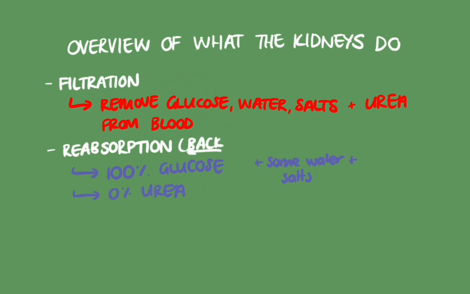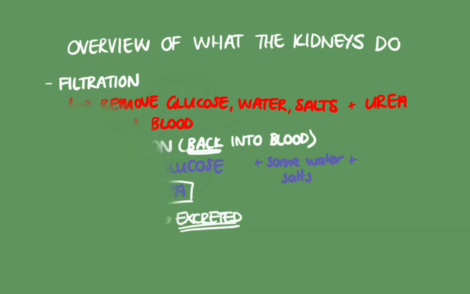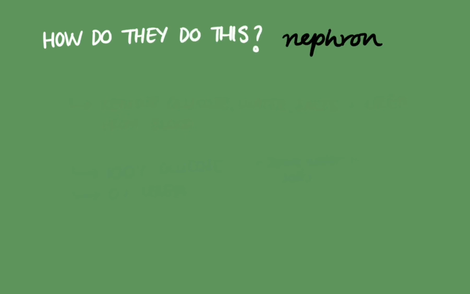For example, no glucose is excreted, so 100% of the glucose is reabsorbed, whilst 100% of the urea is excreted. It's a bit more complicated with other things like water and salt, which we'll come into. So how does the kidney do this? Like I said, it's complicated. And that's why we've got these tiny, tiny structures known as nephrons, and there's millions of them in each kidney.